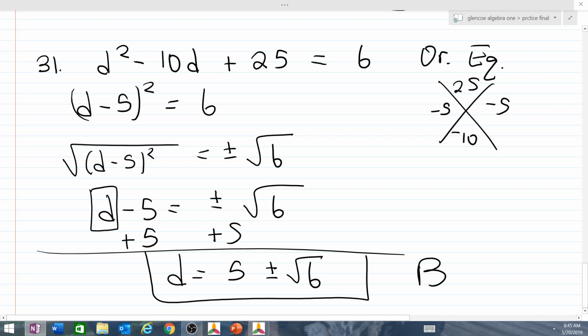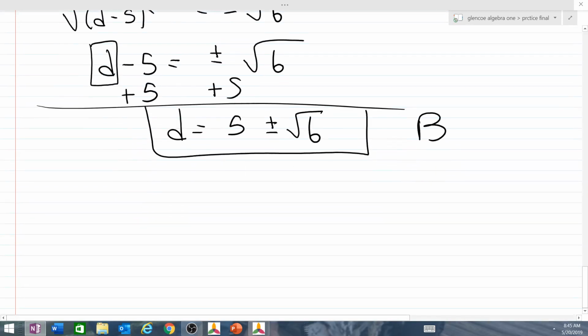Does that help? Yes? 32, I would plug in. 32 is a cinch. Just plug it in. It's the same thing. It's the square root property. However, it's already factored for you. So you take the square root of each side.